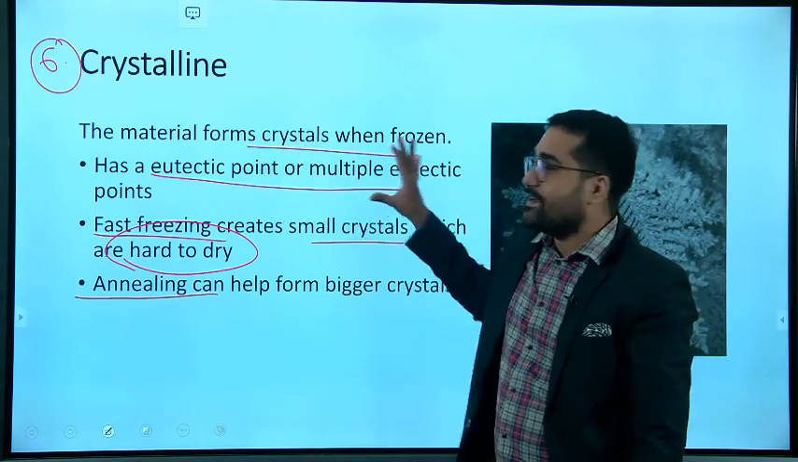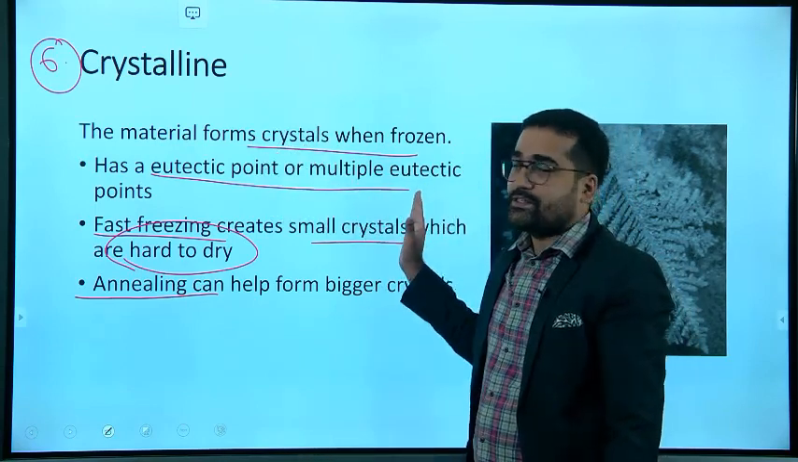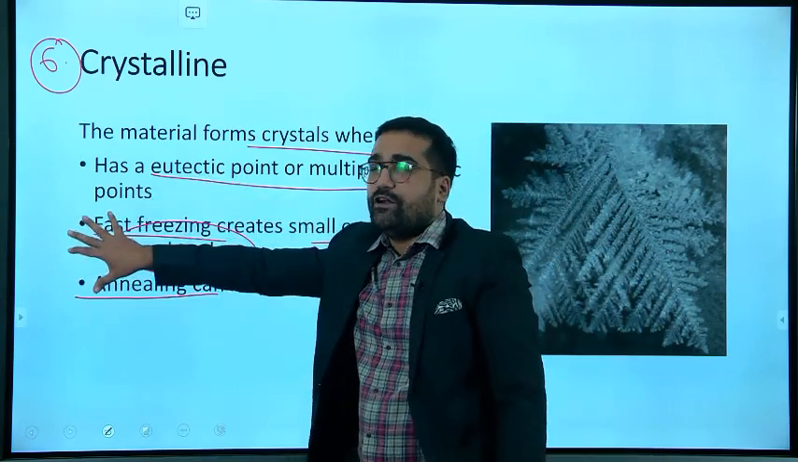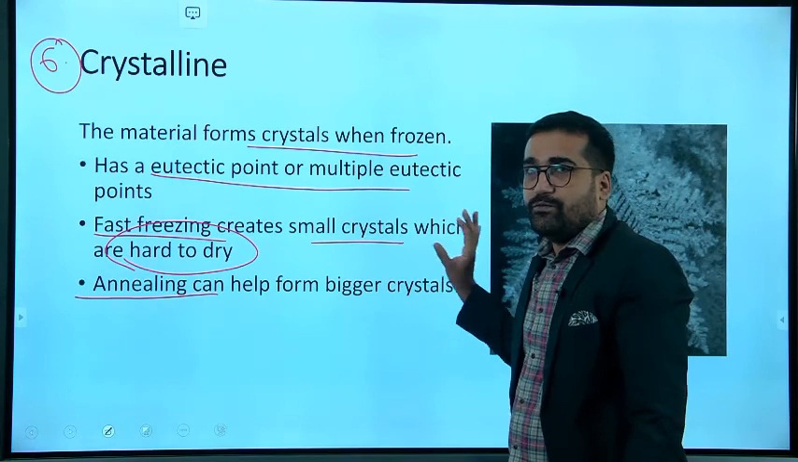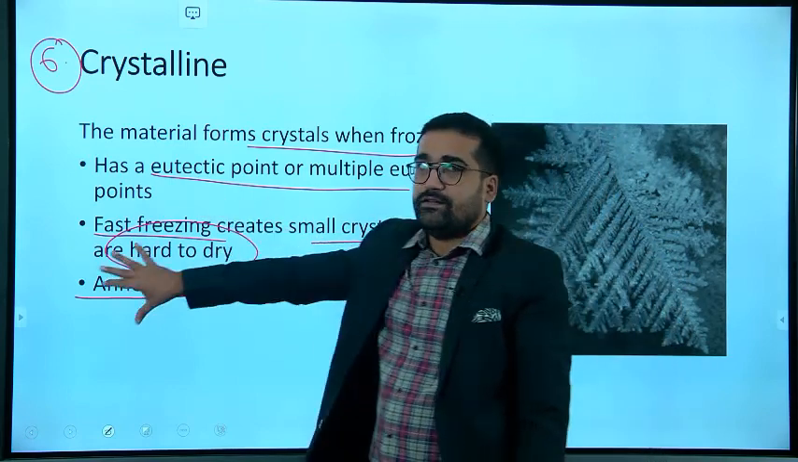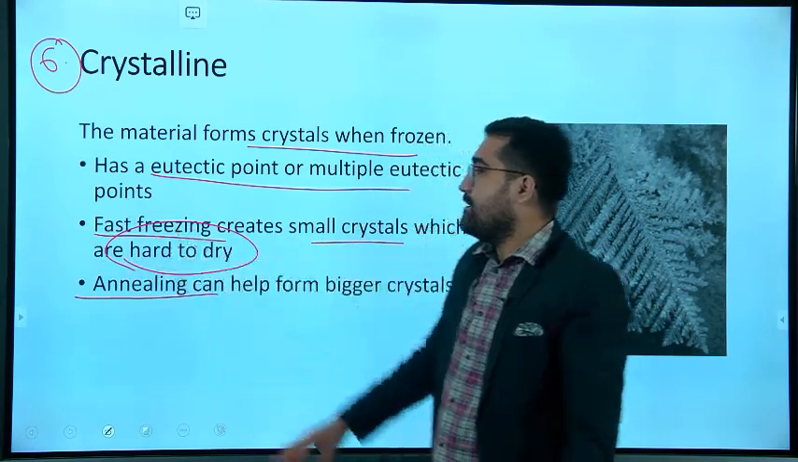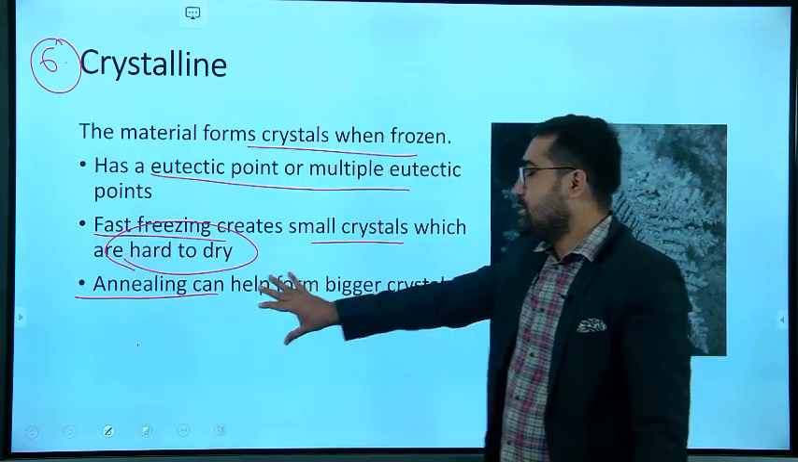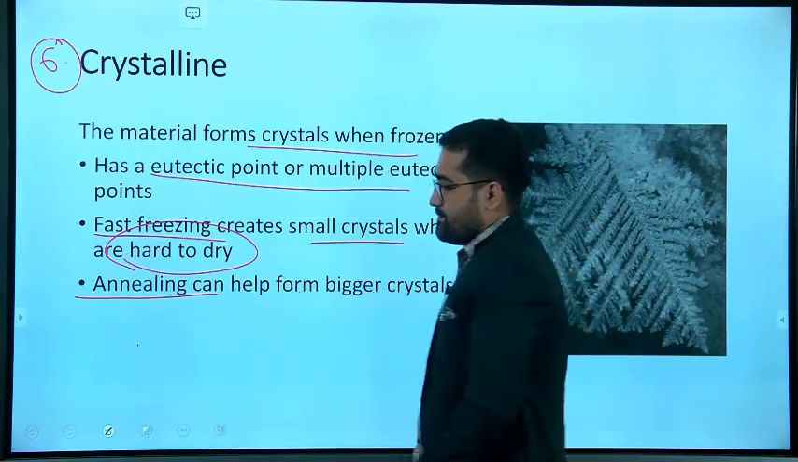Crystalline can occur at a certain eutectic temperature or at multiple eutectic points. When we are doing fast freezing, it forms small crystals which are hard to dry. That's why we go for annealing, or slow freezing, which helps to make bigger crystals.